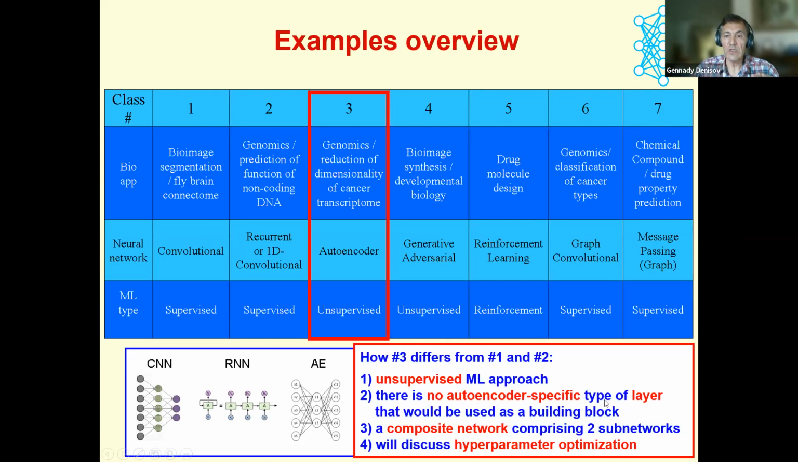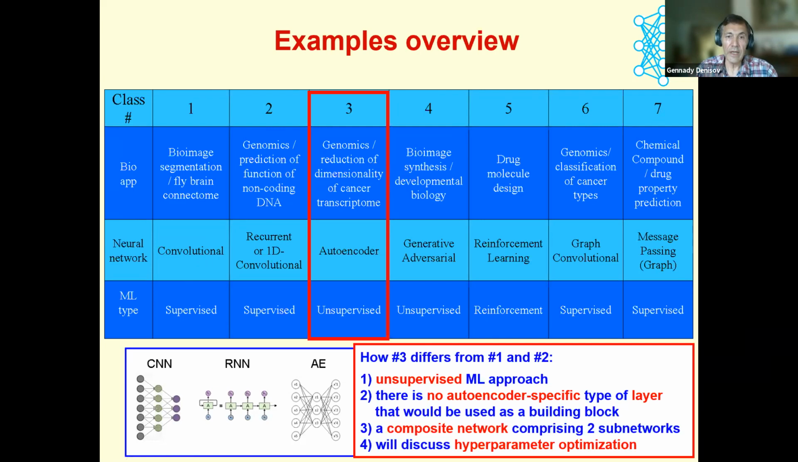The second difference is that there is no autoencoder specific type of layer. In the previous 2 examples, the convolutional network had a convolutional layer as a major building block. The same for the recurrent network, it had a recurrent type of layer. For autoencoder, there is no autoencoder type of layer, which would be a building block for autoencoder. Any type of layers like convolutional, recurrent, dense, or fully connected can be used as a part of an autoencoder.